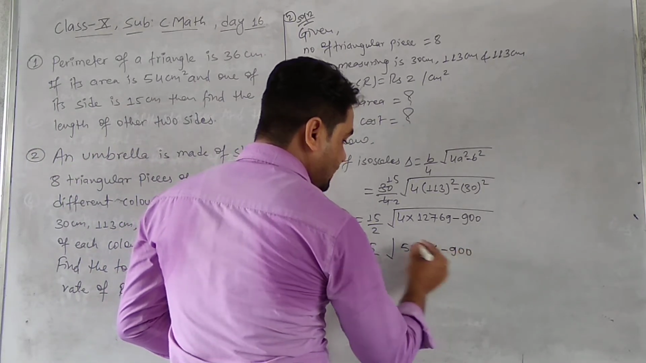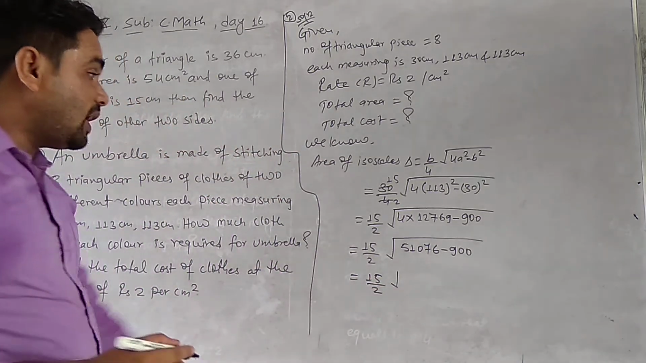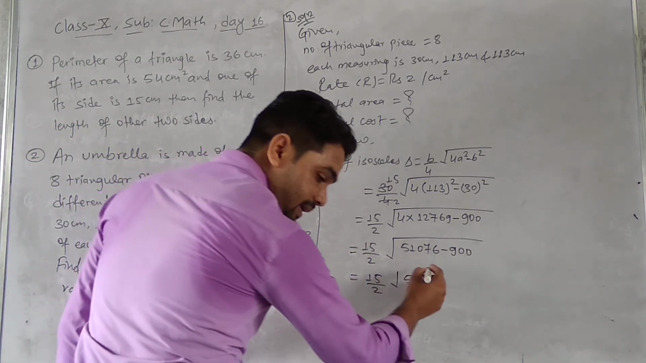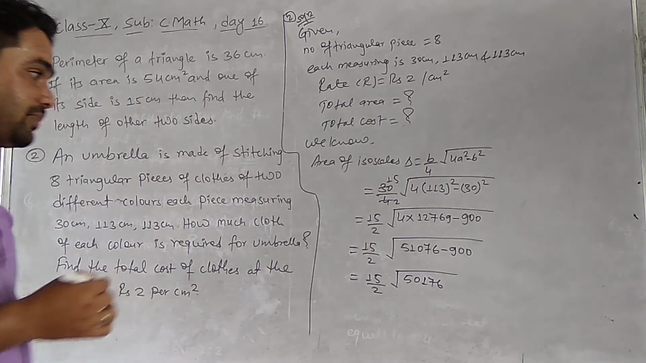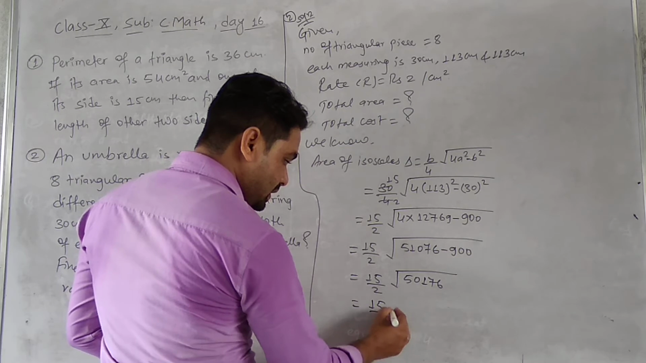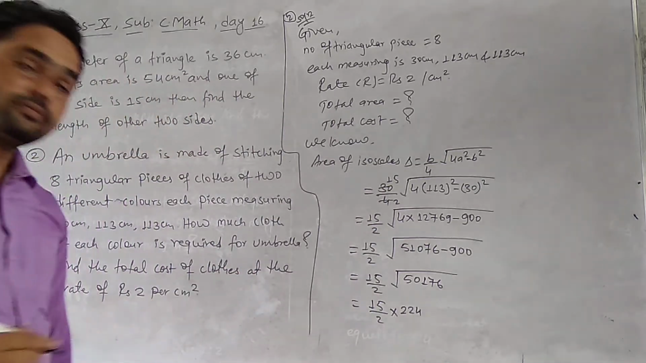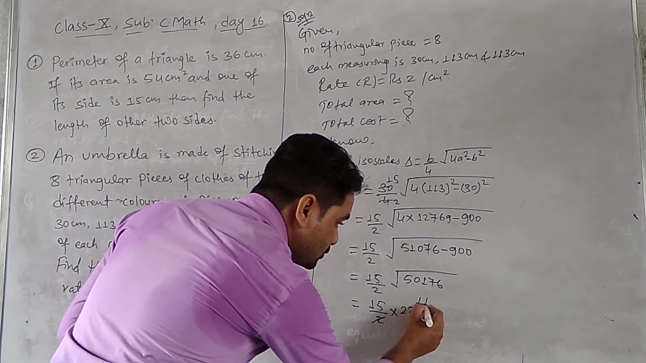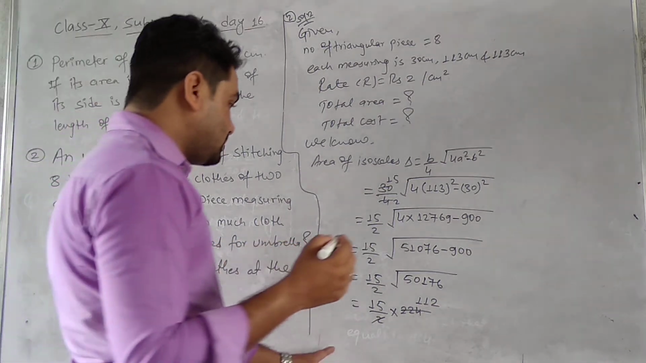51,076 minus 900, and when we do this, we get 50,176. When we take out the root of this, 15 by 2 into root of this, we get 224. Let's multiply this with 2. We can cancel that: 2 1s are 2, 2 2s are 4. This is 15 into 112.